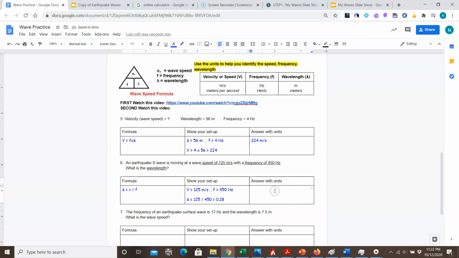Now when I put my answer in, I have to make sure I do it with the units. So I'm going to write 0.28, and then my units here are for wavelength. Since it's wavelength, remember, wavelength is in meters. I can go back up to the table to help me with my units if I need to.